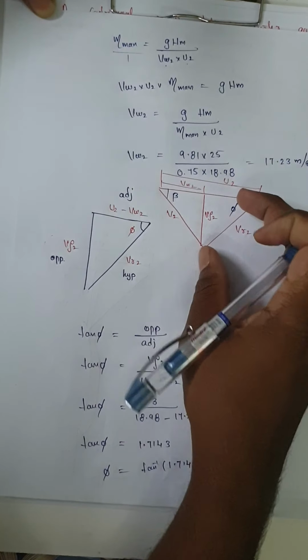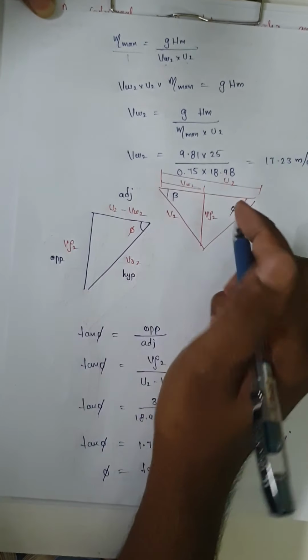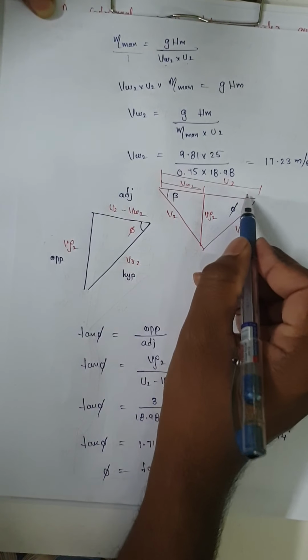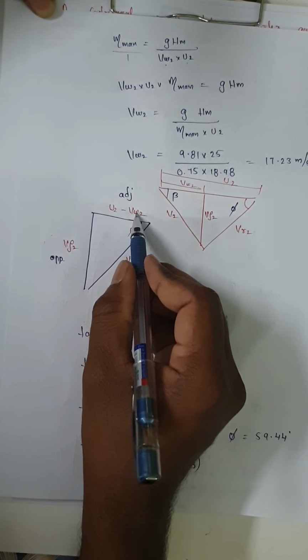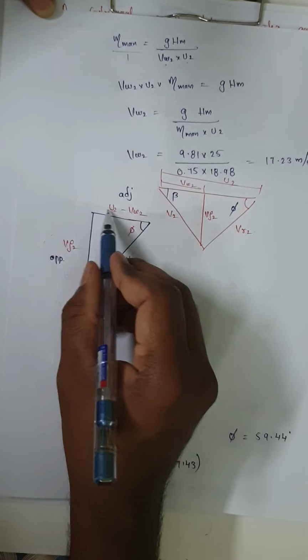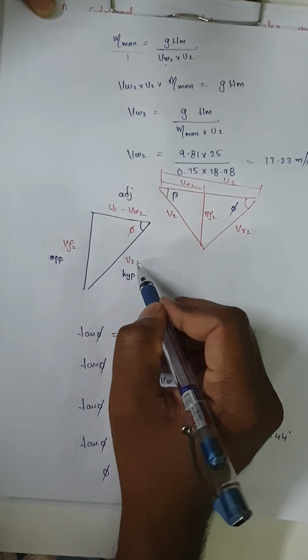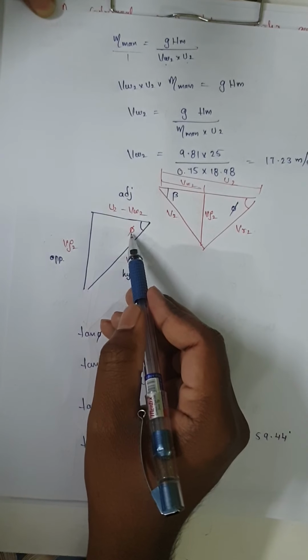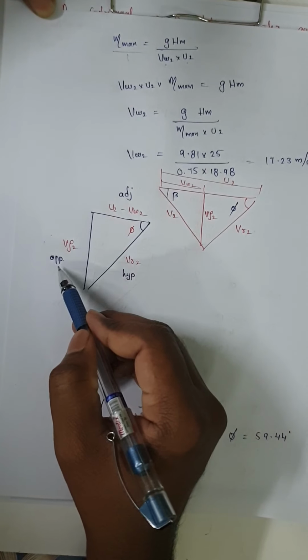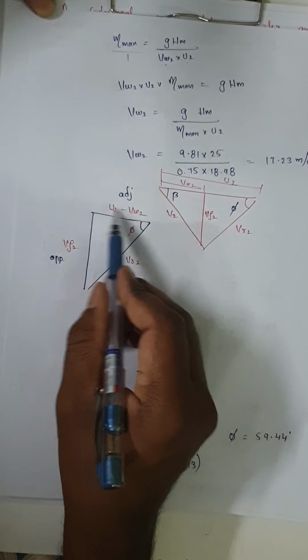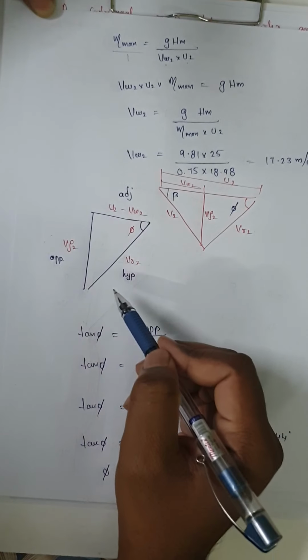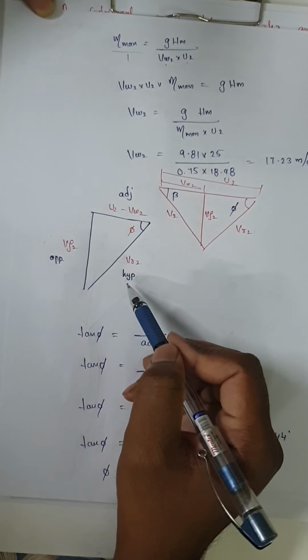So you have to select this triangle. If I select this triangle and want to find this value, you take U2 minus VW2 on this side, VF2 on this side, and this one is VR2. Here phi is there, so opposite to that is the opposite side. This one you treat as the adjacent, and this one as the hypotenuse.